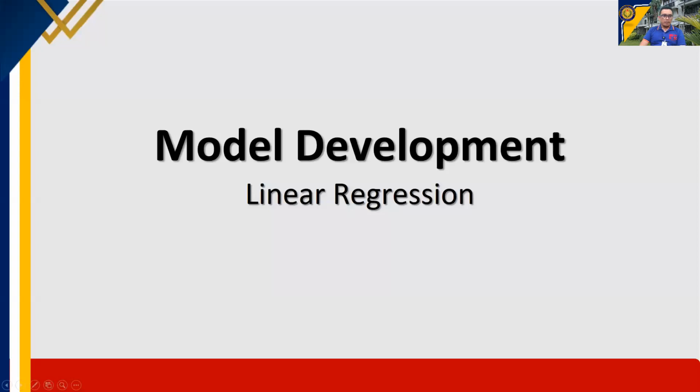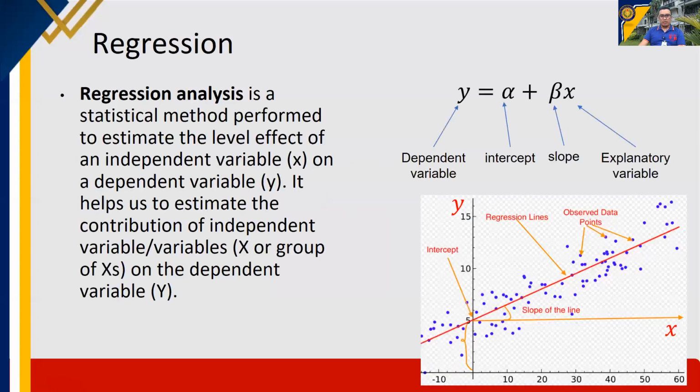So today we'll be talking about linear regression. Let's first try to understand the background of linear regression. Regression, to be specific, is a statistical method performed to estimate the effect of an independent variable, denoted with x, on a dependent variable, y. It helps us estimate the contribution of the independent variable, or group of x's, on the dependent variable, which is y.